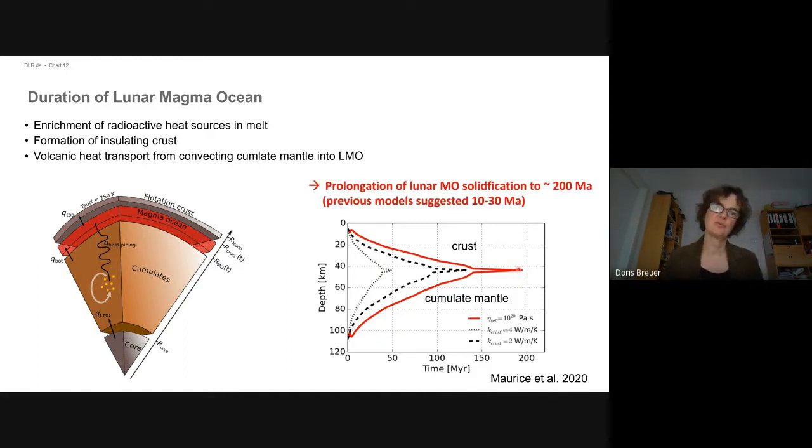So this is what we see with the more detailed model: lunar magma ocean solidification takes around 150 to 200 million years. Previous models have suggested 10 to 30 million years, but what they neglected is simply the lower thermal conductivity of the crust, and also the influence of the volcanic or magmatic heat transport from the convecting cumulate mantle into the magma ocean. So I think that is a robust result, that the magma ocean solidification takes about that long.